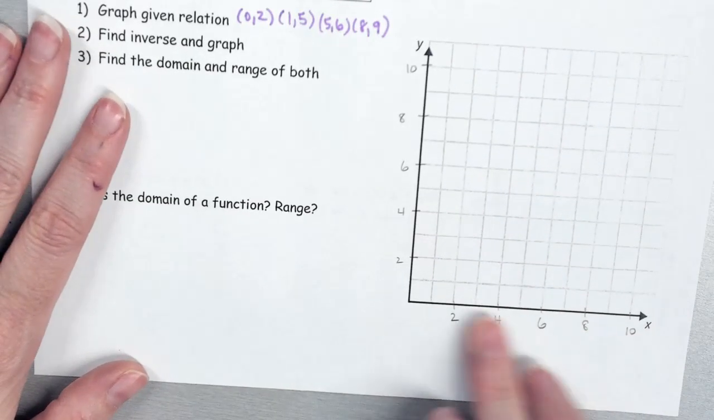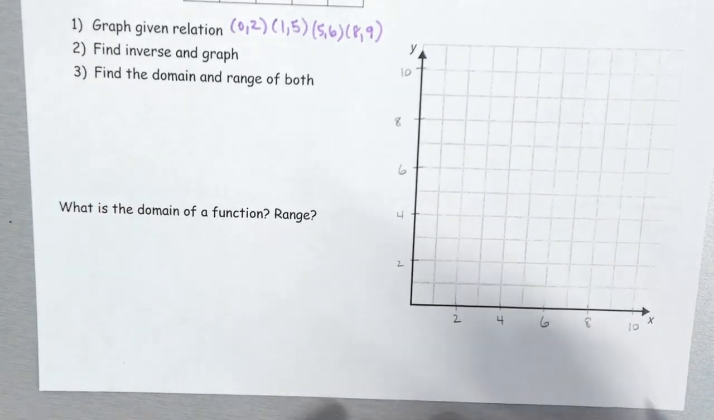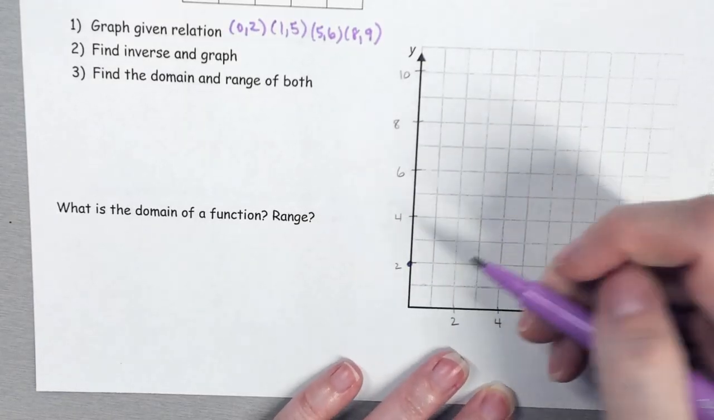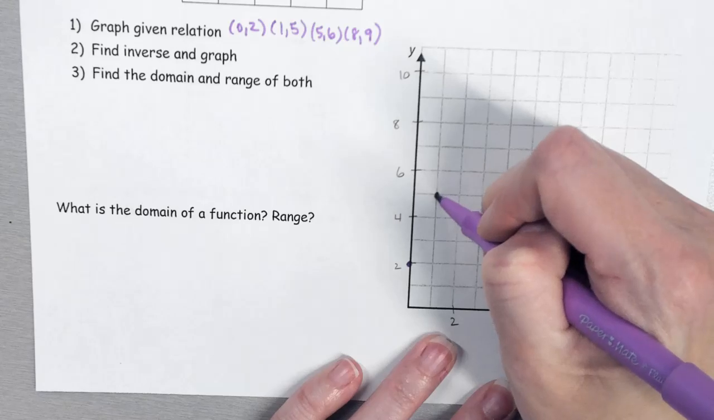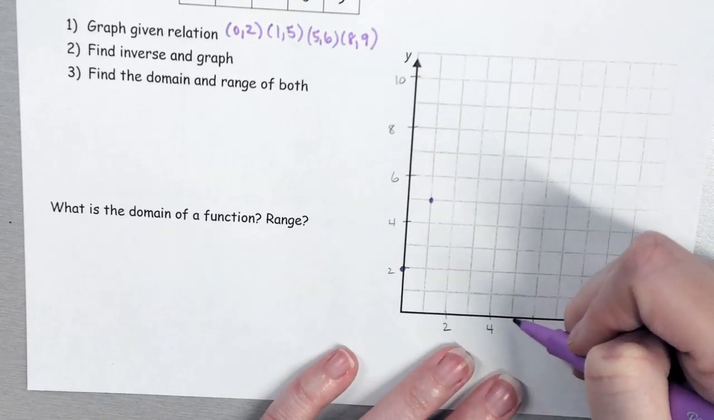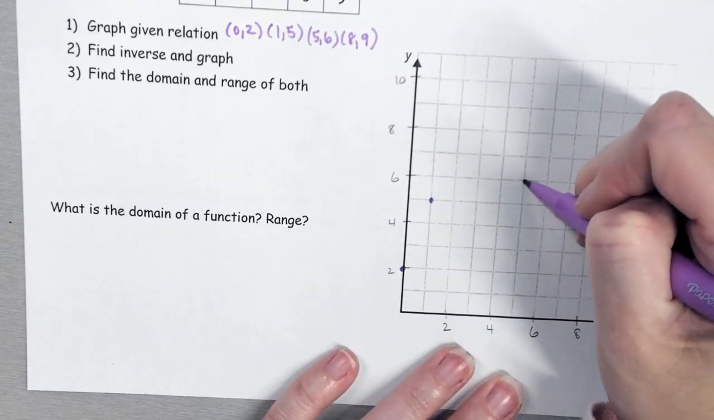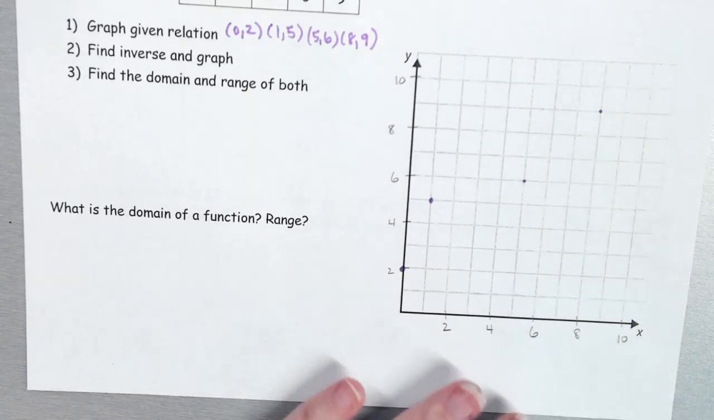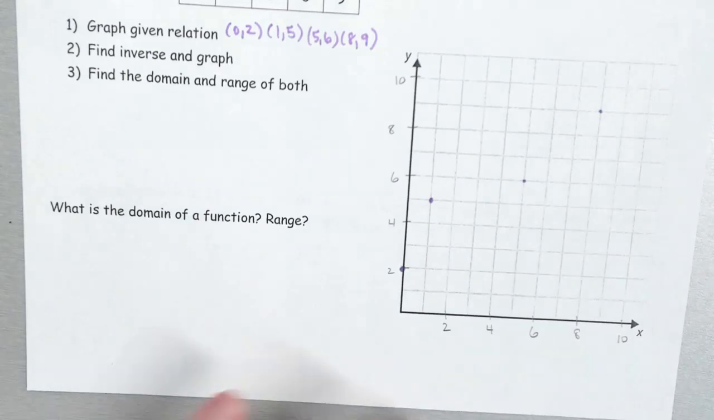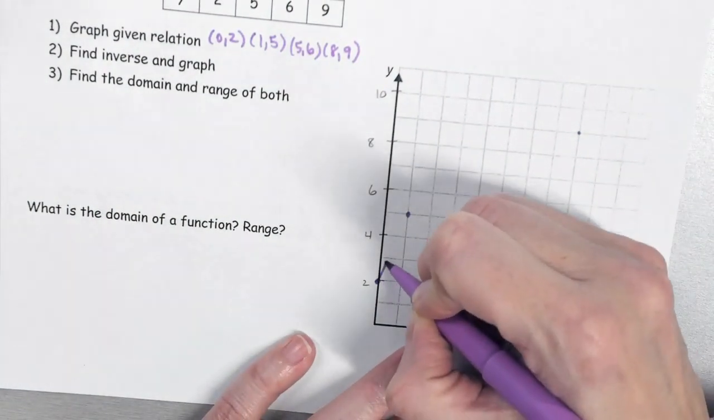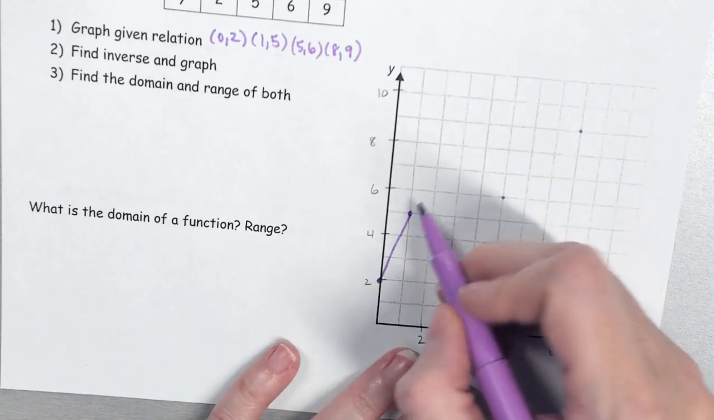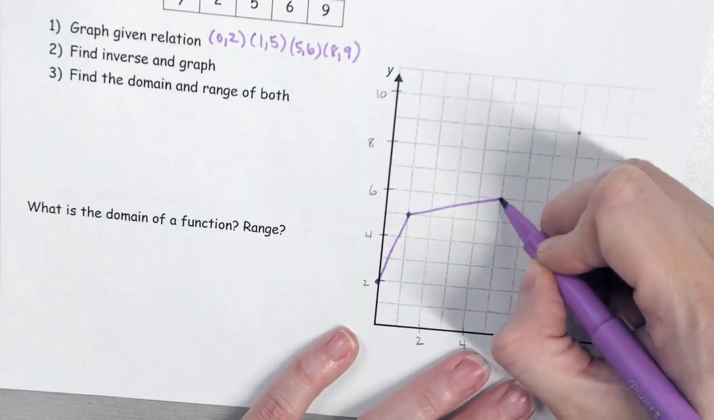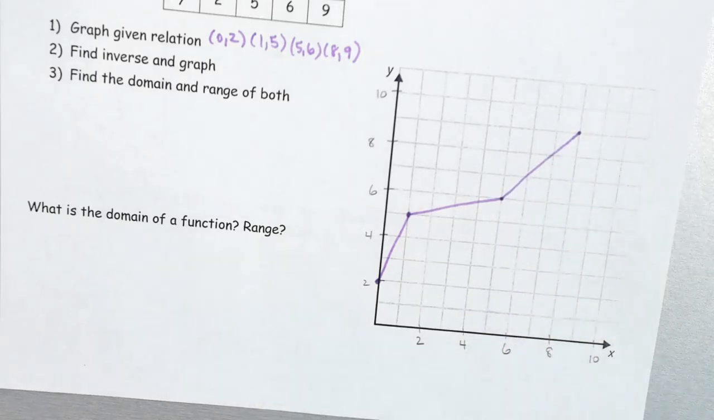I went by 1 unit, so we have enough space for that. So 0, 2 would be right here. Then I have 1, 5, 5, 6, and 8, 9. Okay, so when you connect the points, you're going to connect them in order. So 0, 2 is going to connect here to 1, 5. And then that's going to go to 5, 6, and that will go to 8, 9.